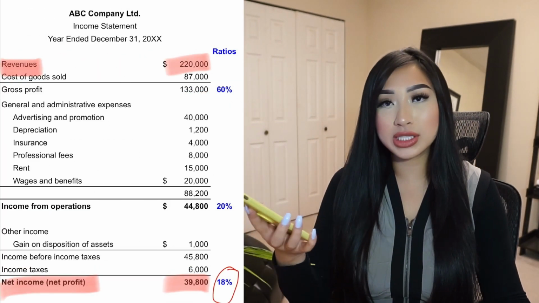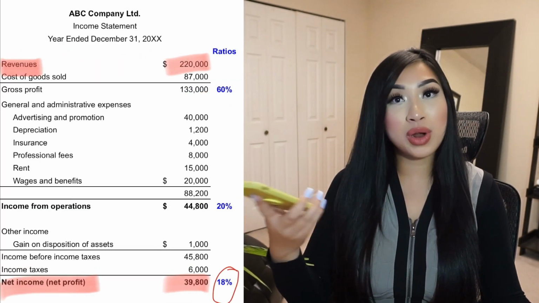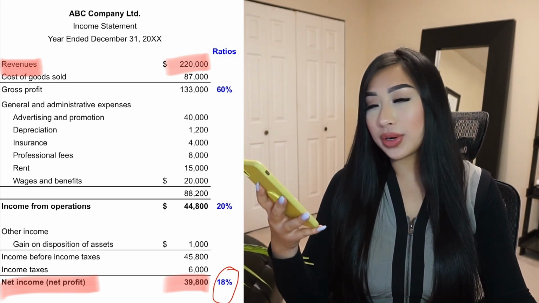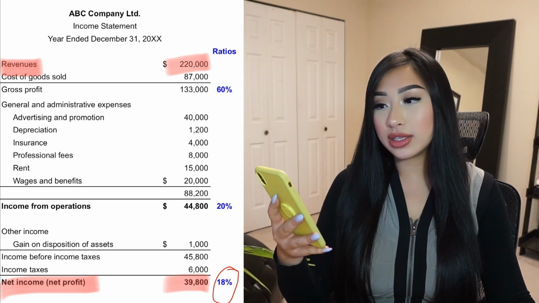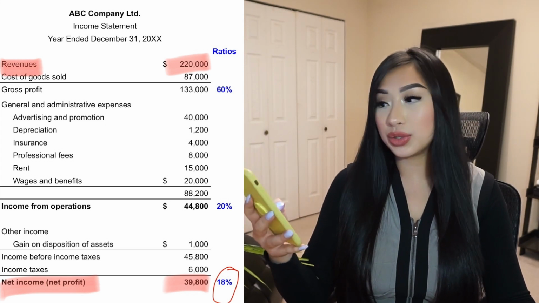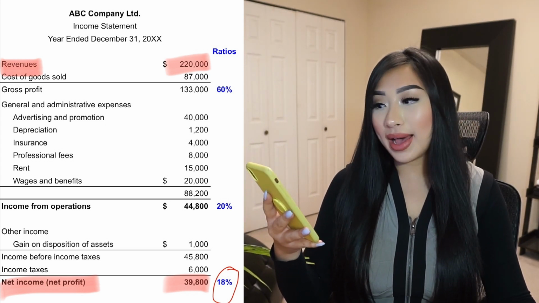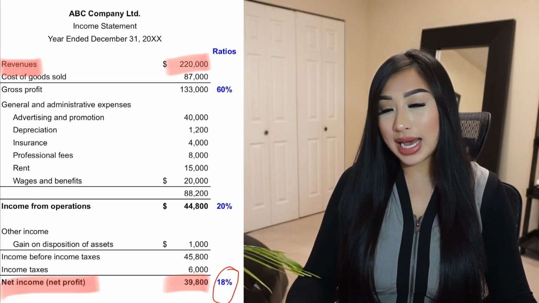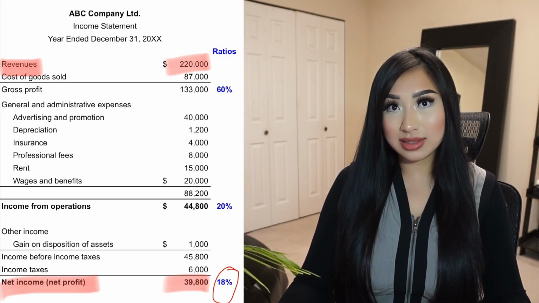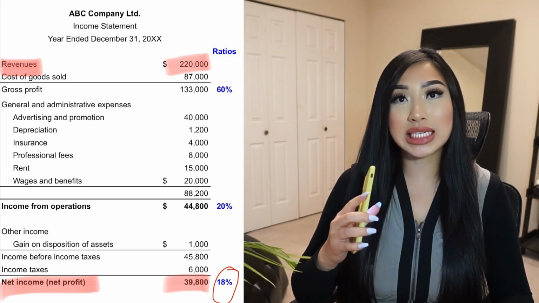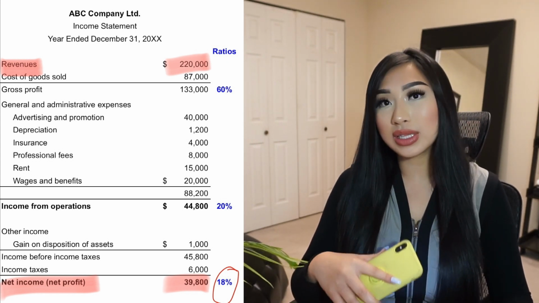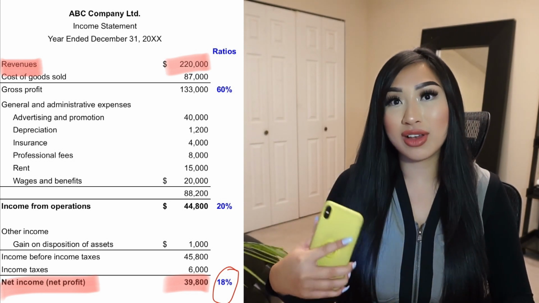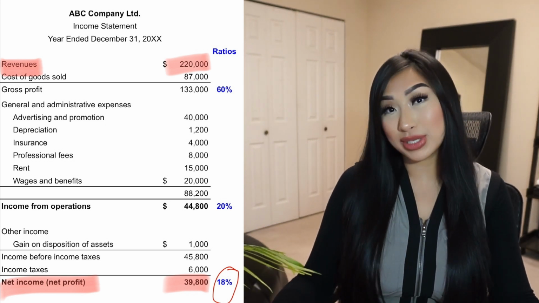So we could also use this for net profit, right? Your profit margins. If we go to the very bottom after income taxes, let's say your net income is 39, total revenue is 220, then you'll have a ratio of 18%. And what that tells you is that for every dollar of sales, after deducting operating expenses, cost of goods sold, and income taxes, you get to actually keep 18 cents on the dollar. So you get to keep 18% of that.